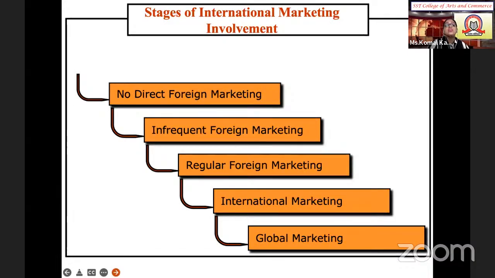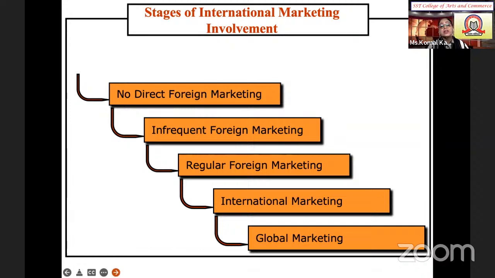Along with that, we have to move on the stages of international marketing involvement. How we can make stepwise improvement in international marketing involvement. First of all, no direct foreign marketing. We cannot and we should not directly jump into foreign marketing unless we move on the trial basis in the domestic country. Infrequent foreign marketing: we should not go for foreign marketing frequently. We have to take care of stepwise movement.